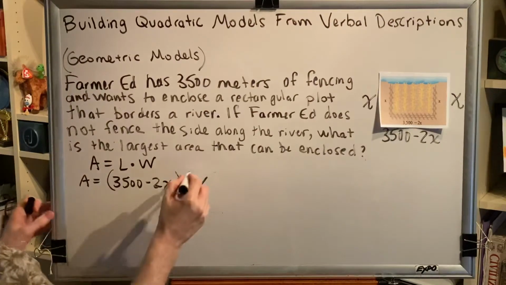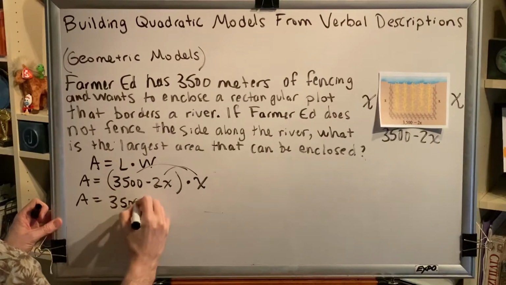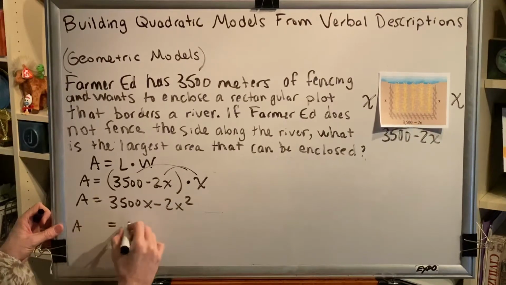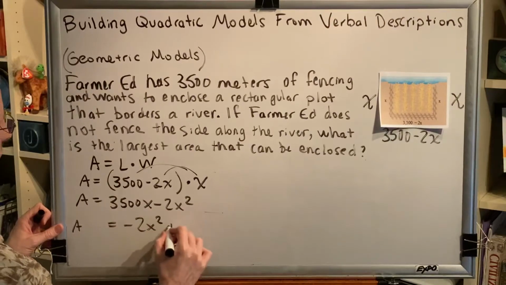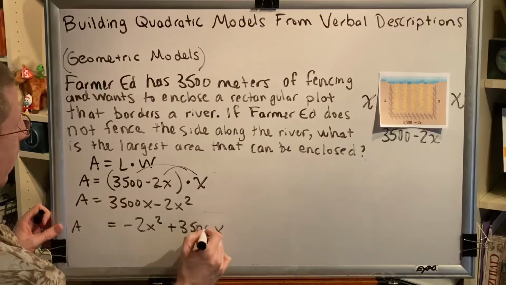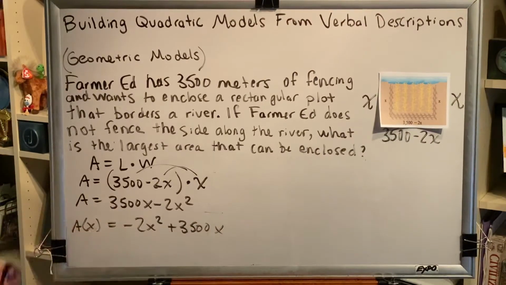Okay, now we can multiply using the distributive property. So we get 3,500x minus 2x squared. Putting this in descending order would be negative 2x squared plus 3,500x. And because we are asked to create a function, we're going to write this as A of x.